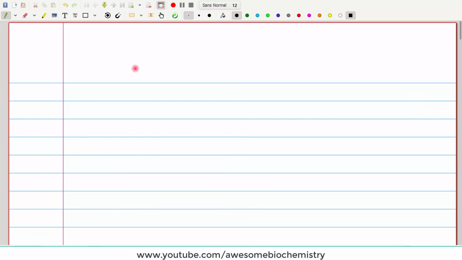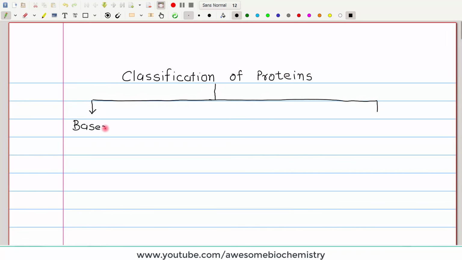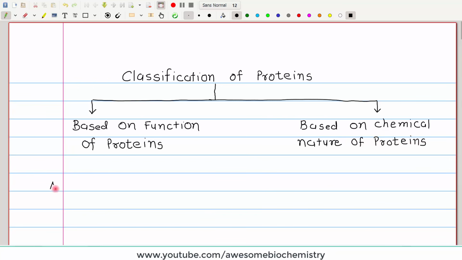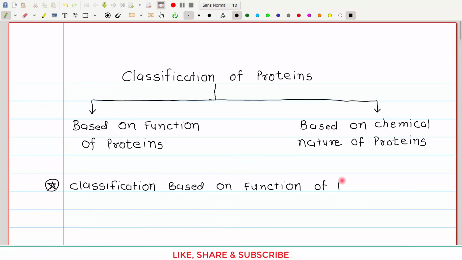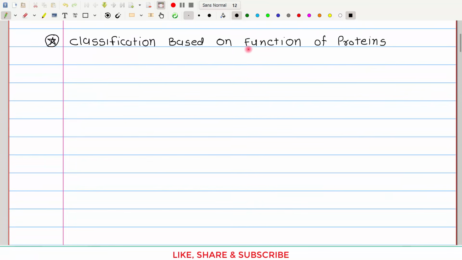In this video tutorial, I am going to discuss the classification of proteins. Proteins are mainly classified in two different ways. The first one is based on the function of proteins and the second is based on the chemical nature of proteins. So let's first look at the classification based on function of proteins. Here proteins are classified according to their functions, and so 8 different groups are available.